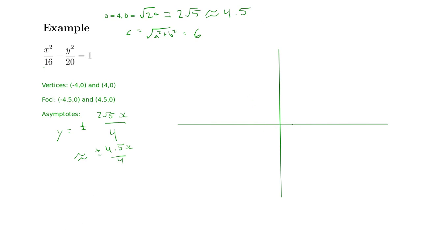Let's go ahead and plot some points. 2, 3, 4. So there's my first vertex. Negative 1, 2, 3, 4. There's my second vertex. I'll go out another unit so I can see this half unit. That's my focus. That's my focus. I'm going to draw my asymptotes in blue.